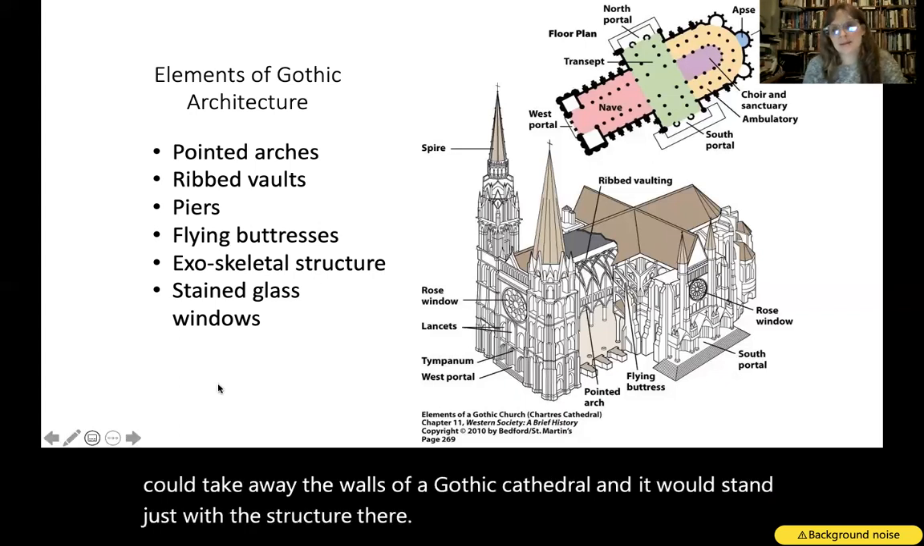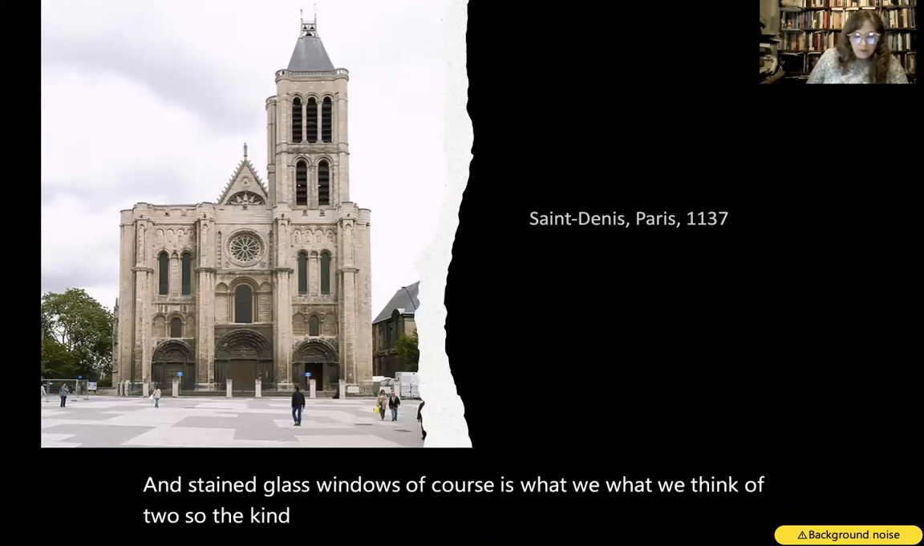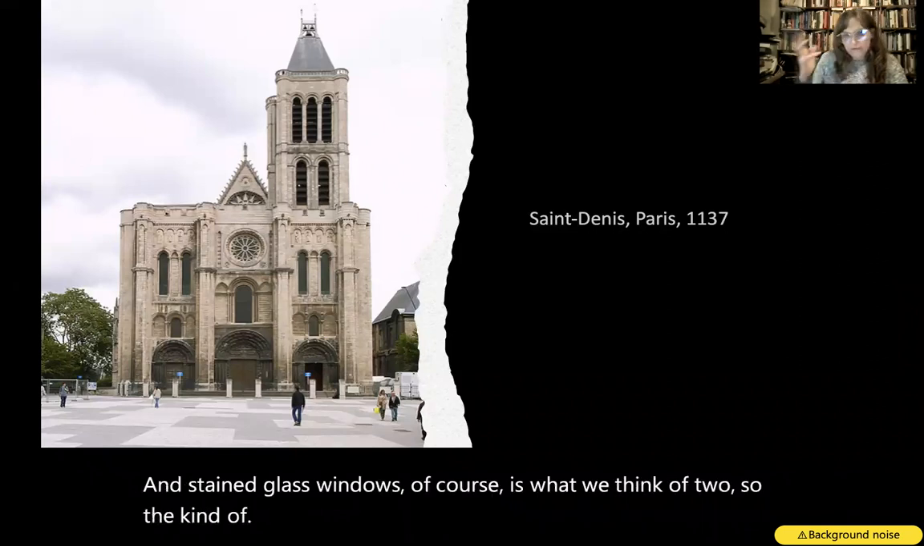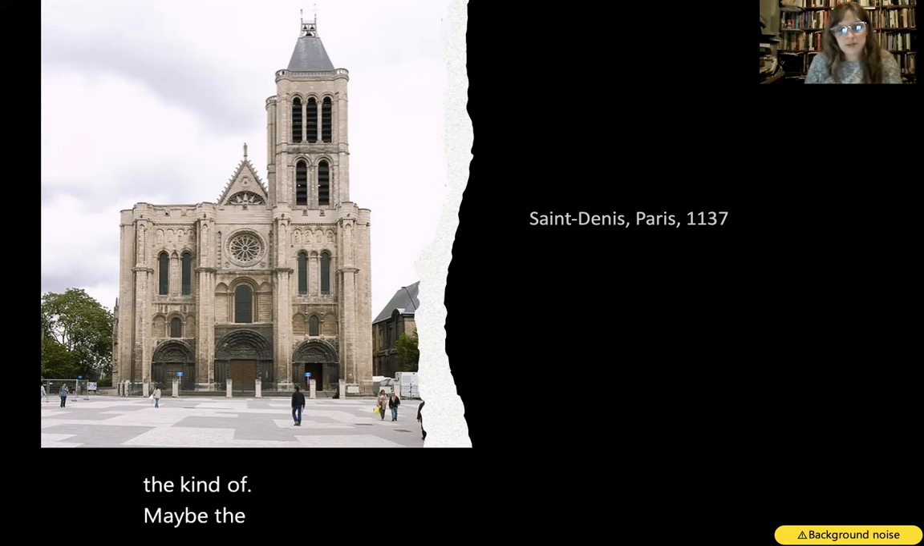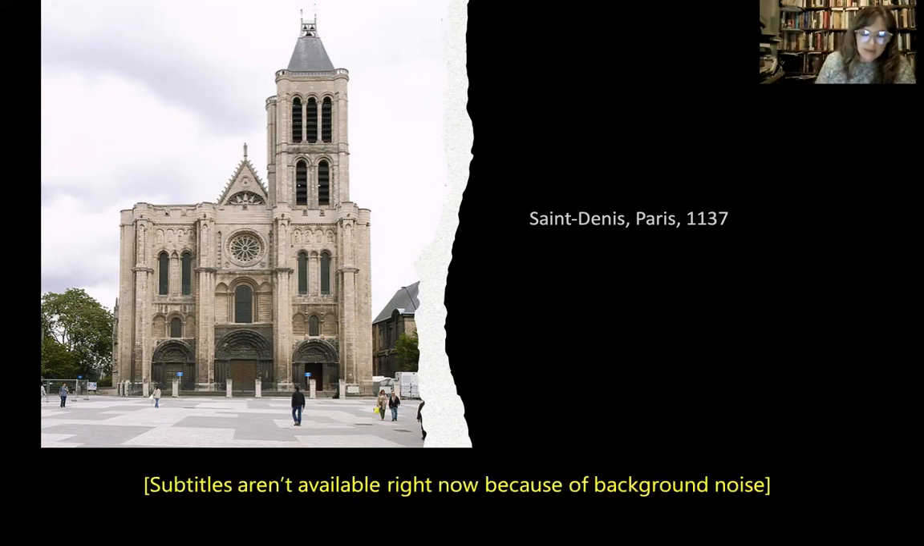And stained glass windows, of course, is what we think of too. So maybe the first Gothic cathedral, the beginning of this, is the Church of Saint-Denis, just north of Paris.